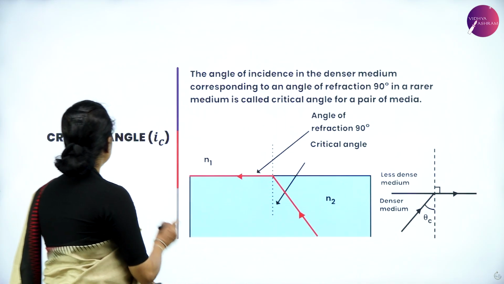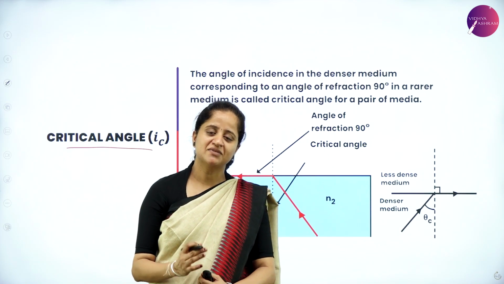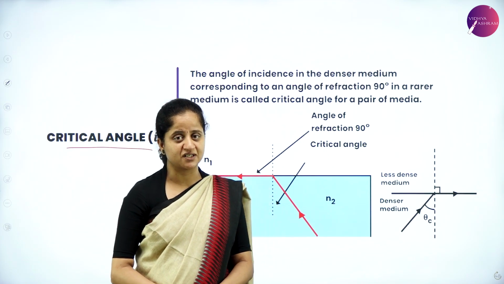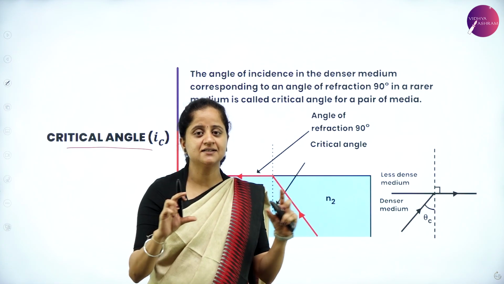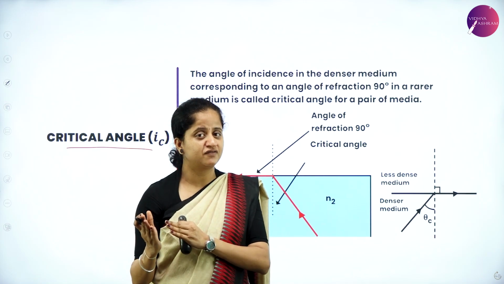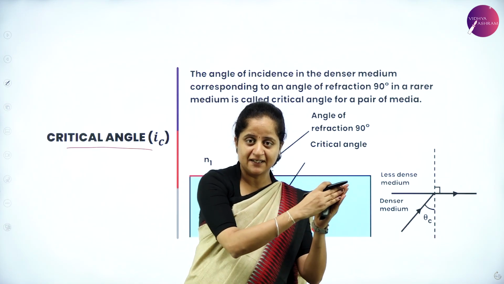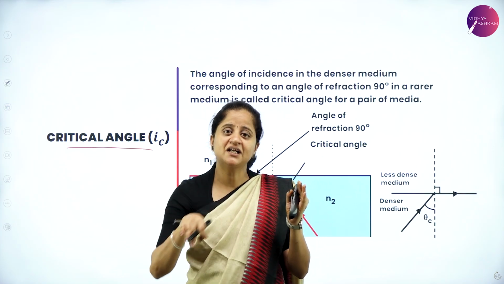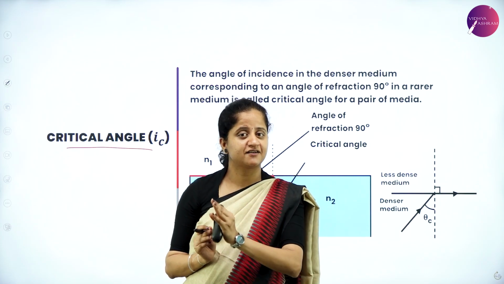So we shall start from critical angle. To understand what is critical angle, we must know about the total internal reflection. What is total internal reflection? The name or the title suggests its meaning. Total internal reflection means whatever ray is incident and reflects completely back into its original medium, we'll call it total internal reflection.